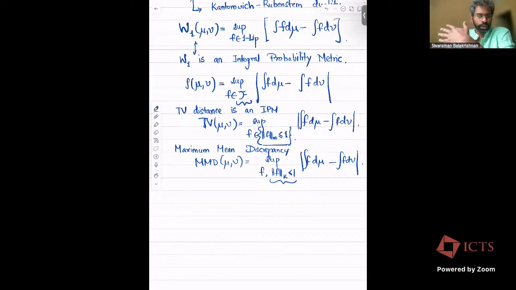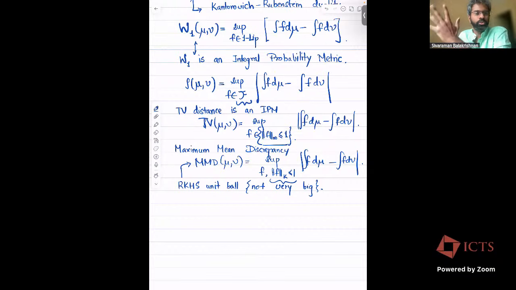Maybe the intuitive way to think about this is that the unit ball of an RKHS is a very small collection of functions. So this will often not be a very discriminative distance, so it will often not be very large. You should think of the RKHS unit ball as not a very big class of functions for a typical kernel. On the other hand, the TV distance is taking a supremum over all bounded functions. That's a very, very big class of functions.